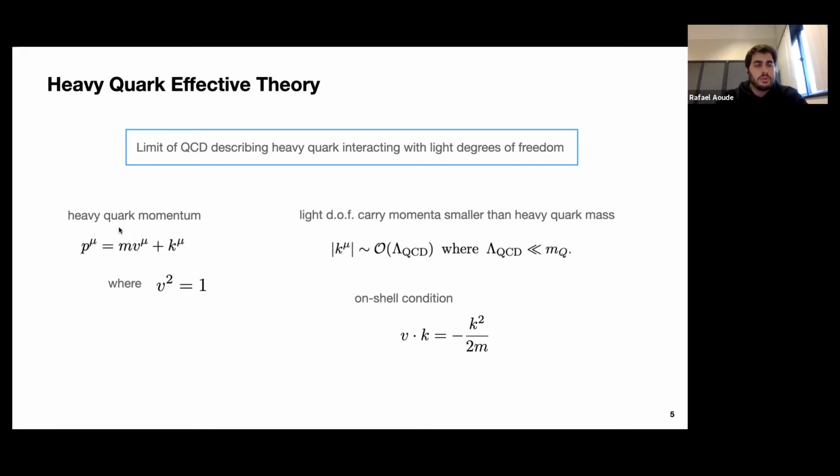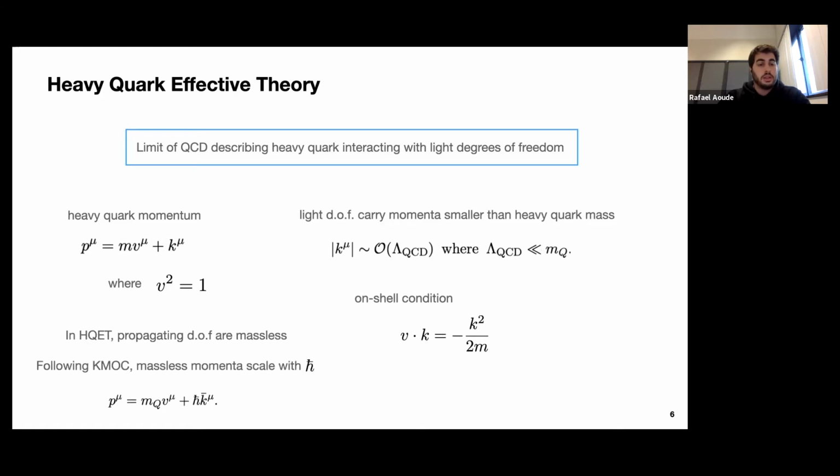And in such a limit, you write your heavy quark momentum as the mass times the velocity, plus the residual momentum. And this residual momentum will be of order lambda QCD and way smaller than the mass of the heavy quark. And the nice thing is that in HQET, all the propagating degrees of freedom are massless. So if we follow KMOC, we can restore the h bar, the residual momenta, and now we describe the residual momenta with a wave number and the h bar in front of it.